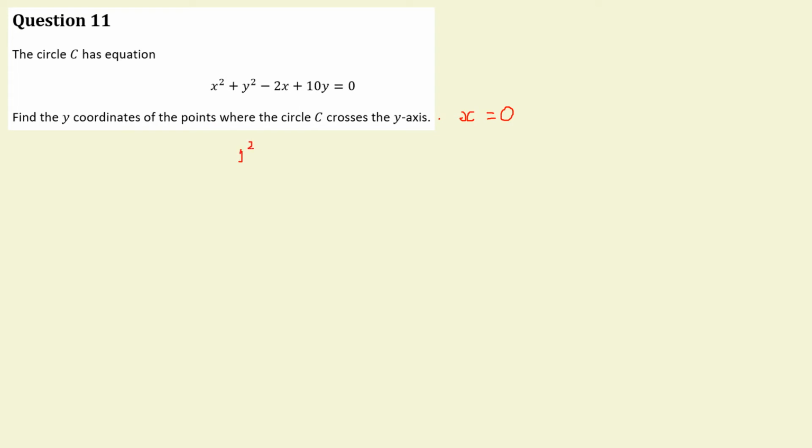Y squared plus 10y plus x squared, which is going to be 0, minus 2x, which is going to be 0, equals 0. One of the simplest sorts of quadratics you can ever see. Factorize it by just taking the y out and then reading that off, as whenever we've got quadratics. Y equals 0 would work, or y equals minus 10. Okay, and we're done.